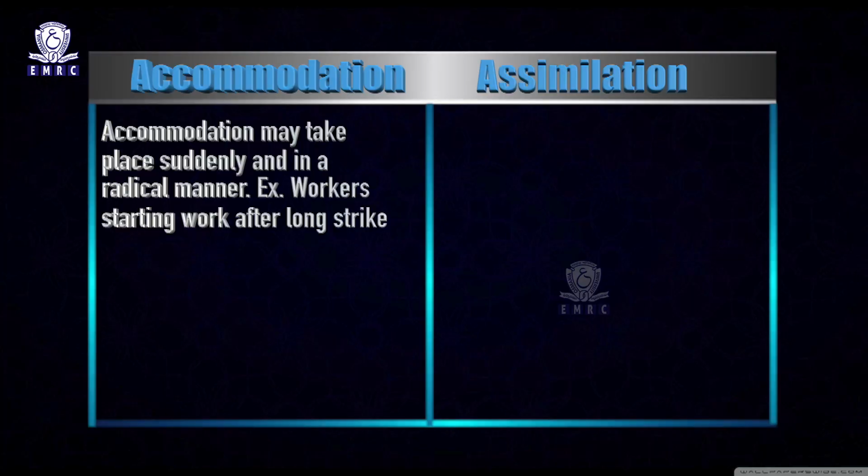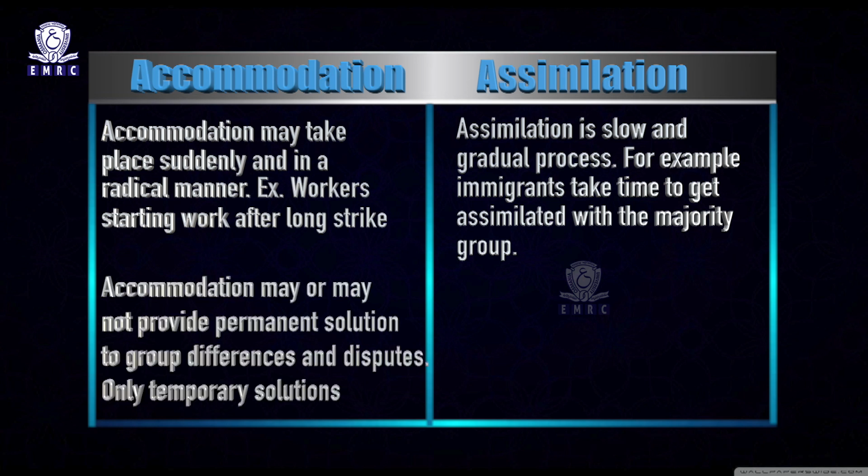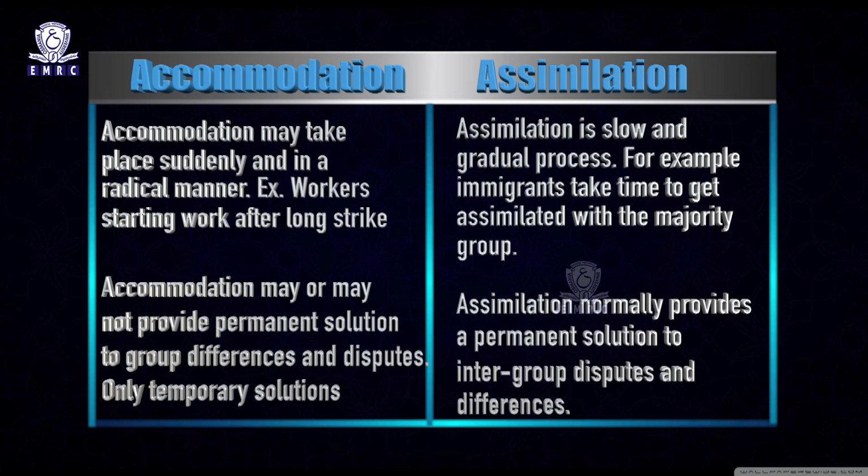Let us now discuss the differences between accommodation and assimilation. Accommodation may take place suddenly and in a radical manner, for example, workers starting work after a long strike. Whereas, assimilation is a slow and gradual process. For example, immigrants take time to get assimilated with the majority group. Secondly, accommodation may or may not provide a permanent solution to group differences and disputes. Only temporary solutions are provided. Whereas, assimilation normally provides a permanent solution to intergroup disputes and differences.